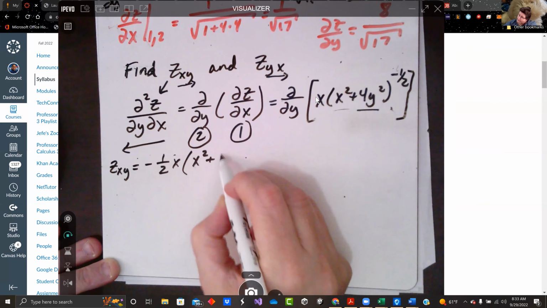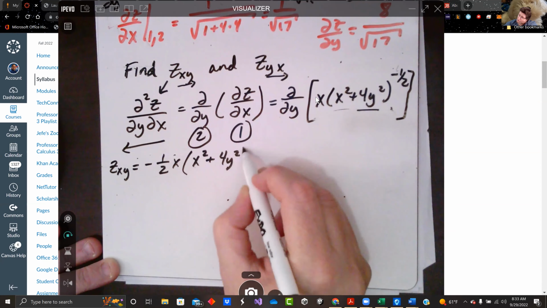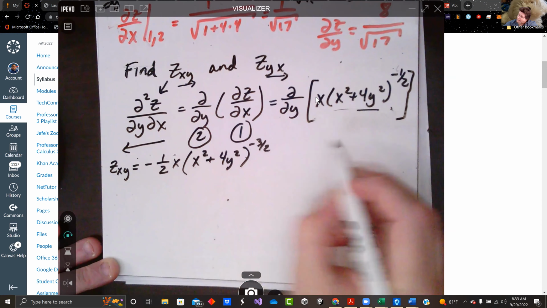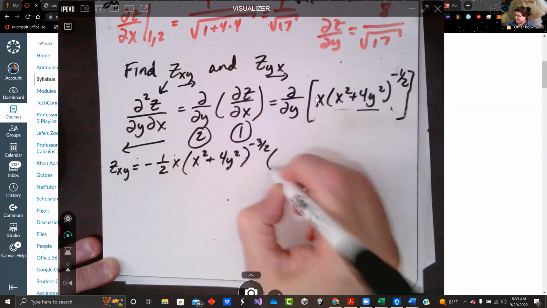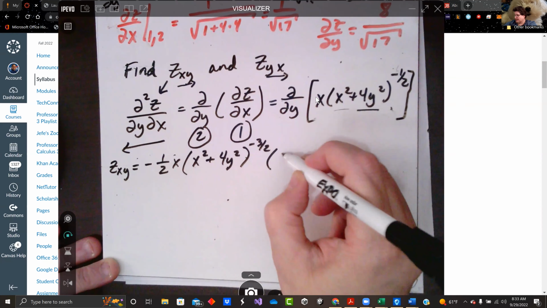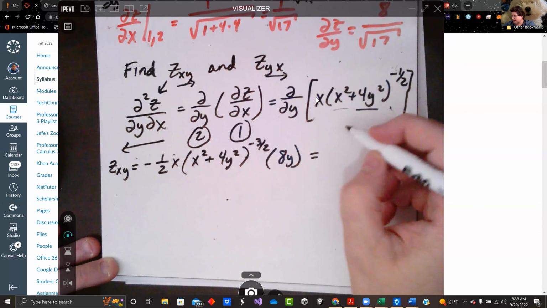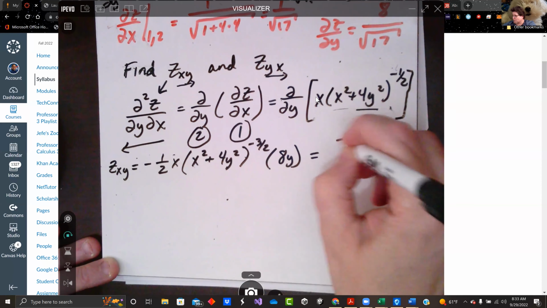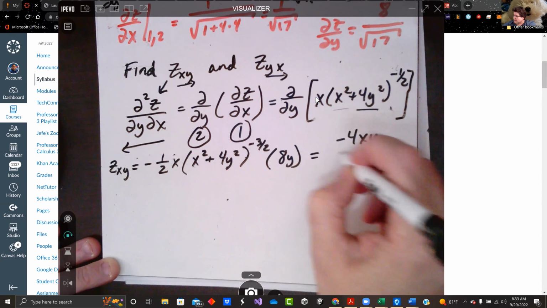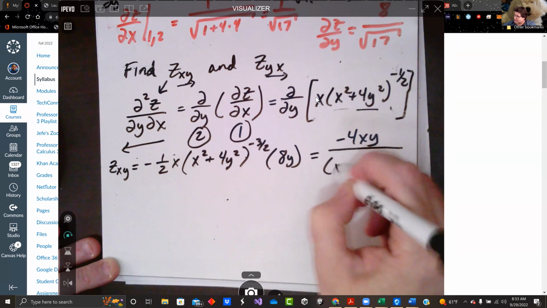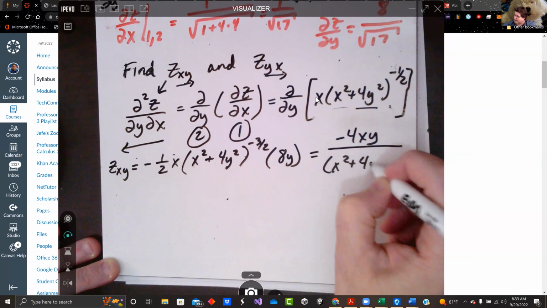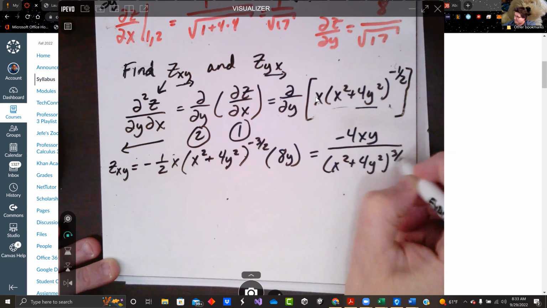The exponent on the parentheses drops by a power. And then I take the derivative of the inside with respect to Y, which is 8Y. And what I'm left with is -4xy over x squared plus 4y squared to the 3/2.